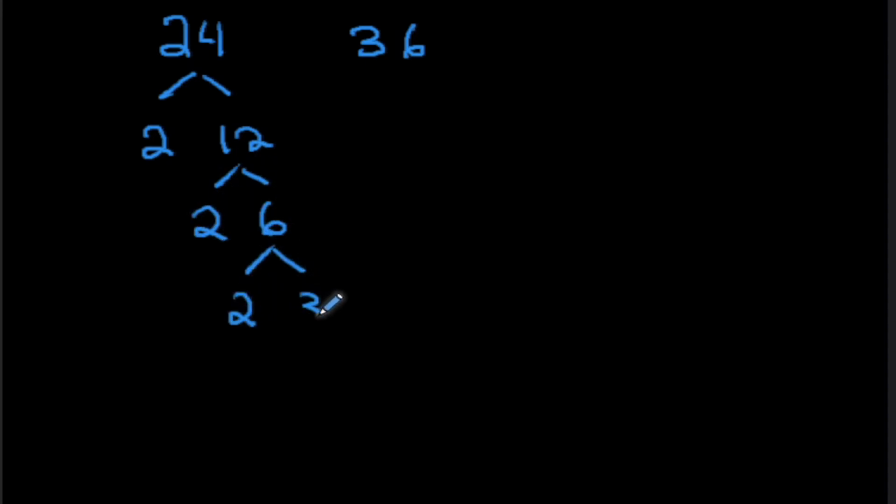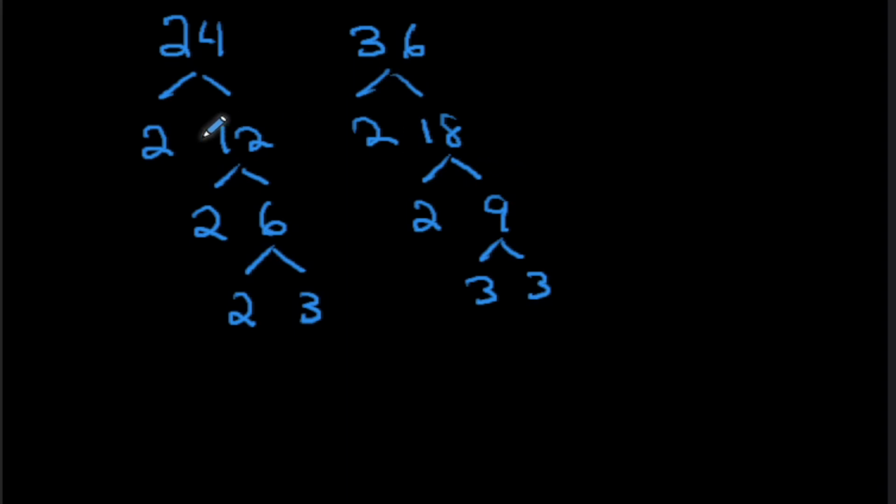So we'll use 24 and 36. For factor trees, we'll break this down for 24 into 2 times 12, and then 2 times 6, and then 2 times 3. And then for 36, 2 times 18, and we have 2 times 9, and 3 times 3. So what we're going to do now is list these in exponential form. So we're multiplying three 2s together, so that becomes 2 cubed times the 3. And then for 36, we have 2 squared times 3 squared.